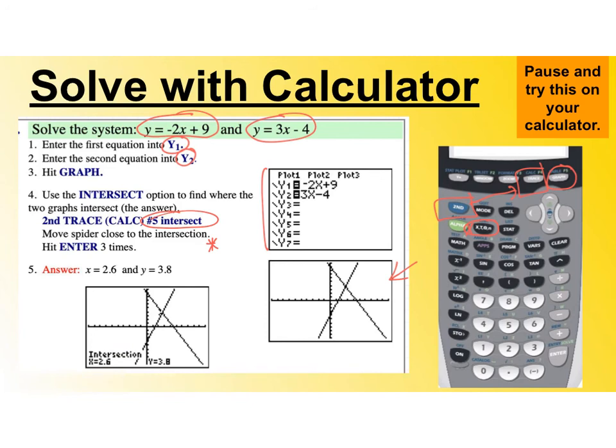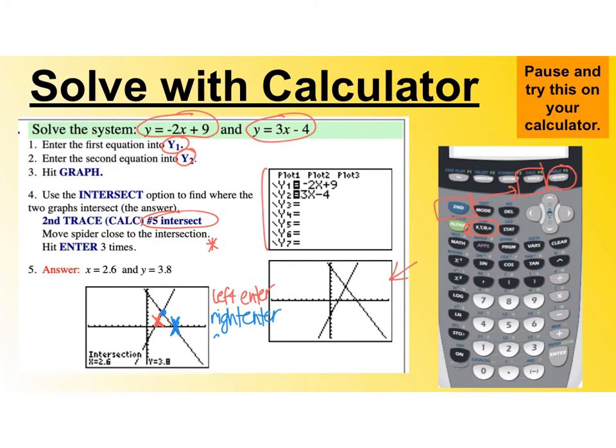And this one says to enter 3 times. I prefer you to put your blinker, your cursor on the left on one equation and hit enter. So I want you to go left, enter. And then move the cursor to the other side of the point. Remember, that's the point we're trying to surround. So you're going to move your cursor over here somewhere. It should be on the other equation. So you're going to go right, enter.